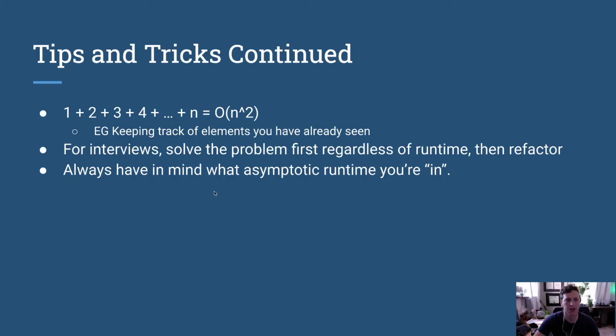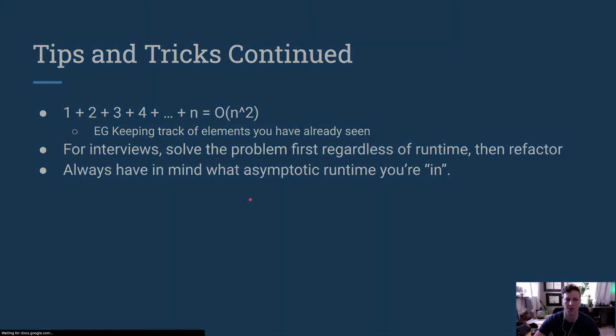Just to finish up these tips and tricks for interviews, I've always heard that the best thing to do is to solve the problem first, regardless of runtime, unless you're specifically asked for runtime, and then refactor it, just so you make sure you solve the problem. It's also always important to know what asymptotic runtime you're in. As you're writing code, you should be very conscious of what you're writing and how it changes the asymptotic runtime of your algorithm. So try to get in the habit.